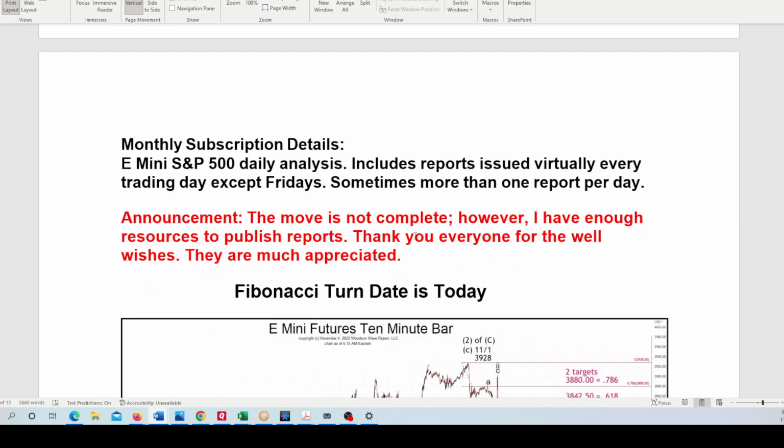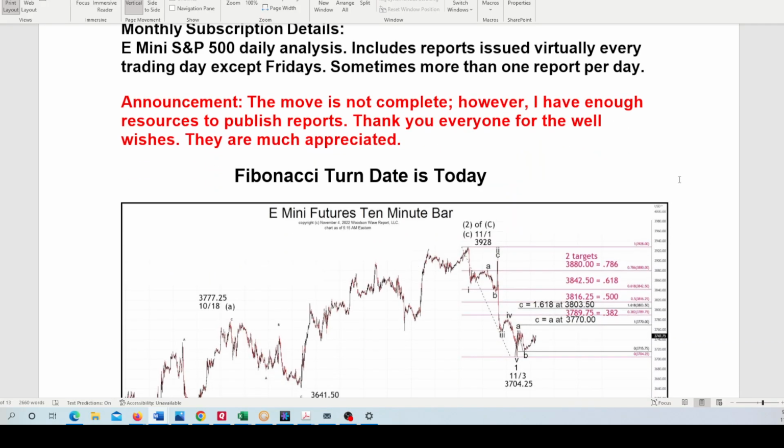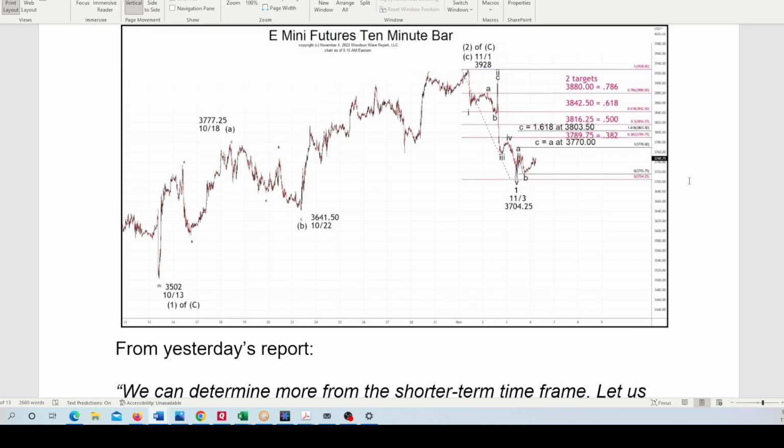Yeah, our move wasn't complete. We have enough to publish reports, so we're making do. Okay, there is that same chart right there.